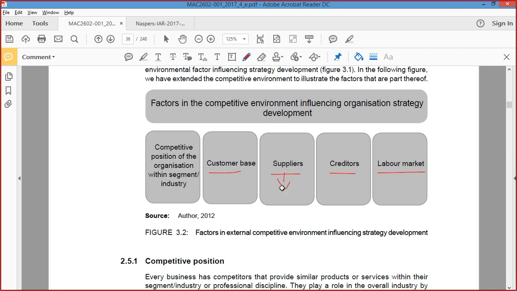Let's think about suppliers. How will a supplier affect competition? Well, if our supplier gives us preferential rates, are we going to be able to be more competitive? Yes, definitely you would. If our creditors give us better terms, are we going to be more competitive? Yes, we'll actually have a lot more liquidity as well. Correct. Your liquidity will improve as well.